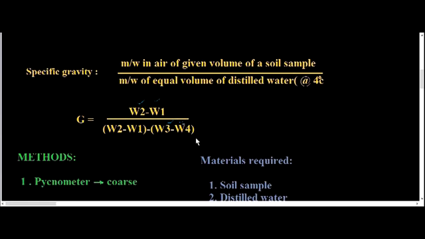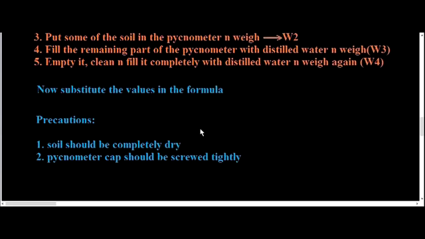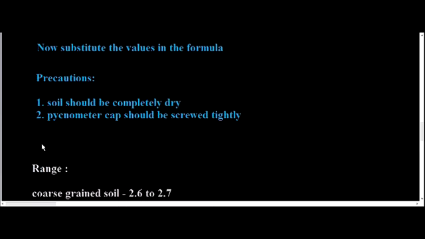Now repeat this process 2 to 3 times for best results, and note down the most repeated value as the specific gravity of the specimen. Now as per the precautions, soil should be completely dry and the pycnometer cap should be screwed tightly in order to avoid the loss of water.